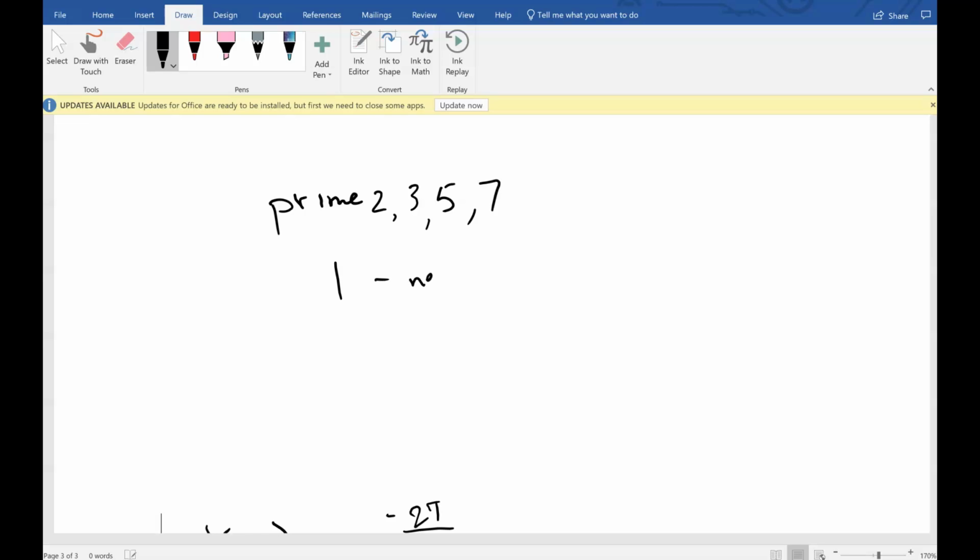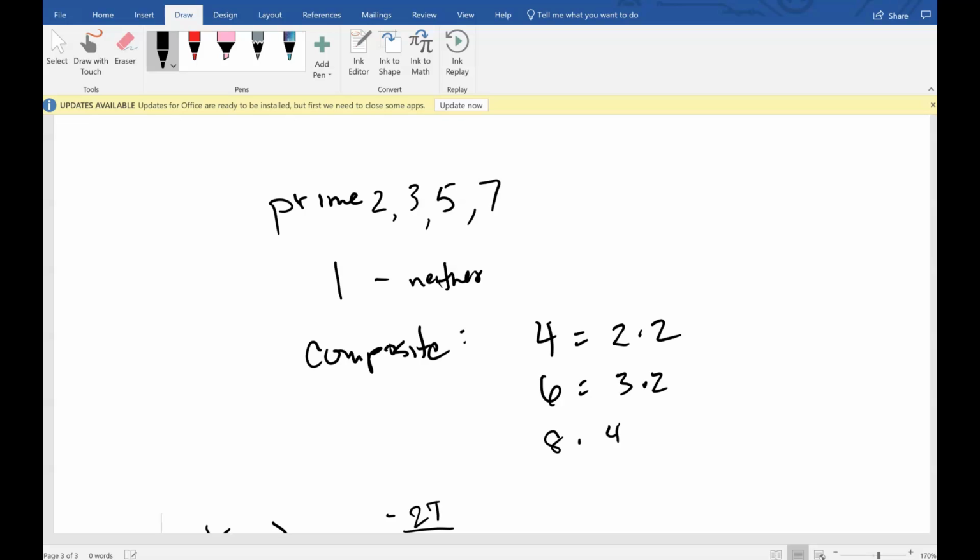1 is neither. Examples of composite numbers are numbers that can be divided by another number. For example, 4 is 2 times 2, so it's composite. 6 is 3 times 2. 8 is 4 times 2. 9 is 3 times 3. So these are all examples of composite numbers.